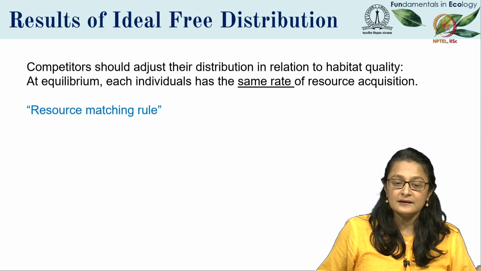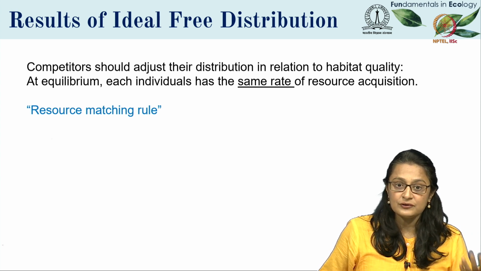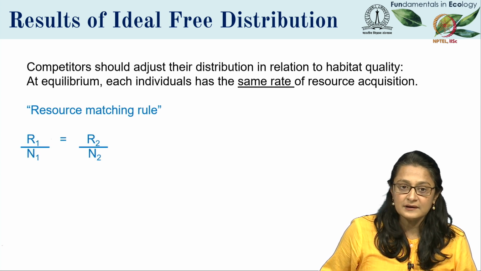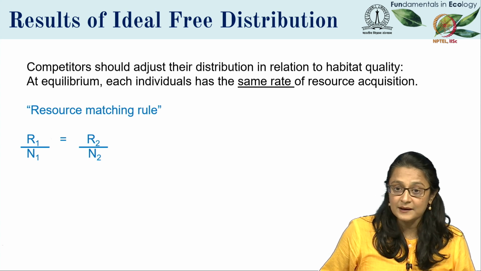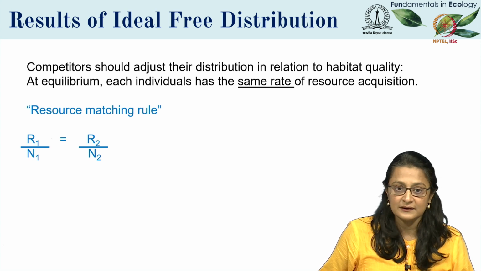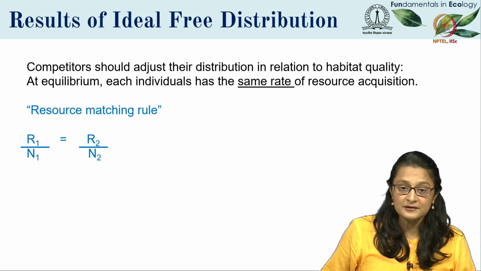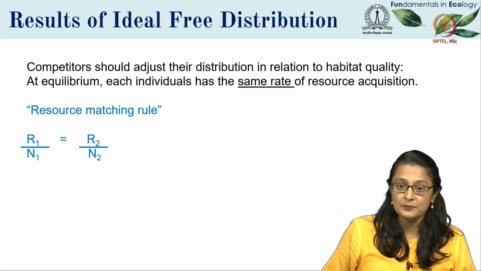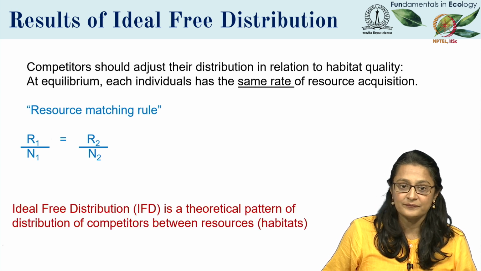This means that individuals have a resource matching rule, that the resources gained by everybody in habitat 1 would be the same as the resources gained by everybody in habitat 2. So R1 over N1, R is a number of the amount of resources, N1 is a number of individuals, will be the same in all habitats.